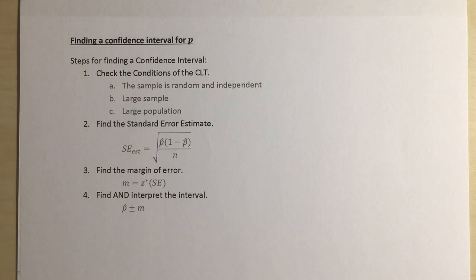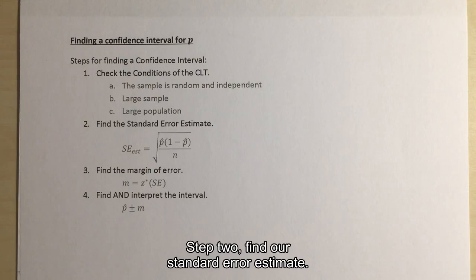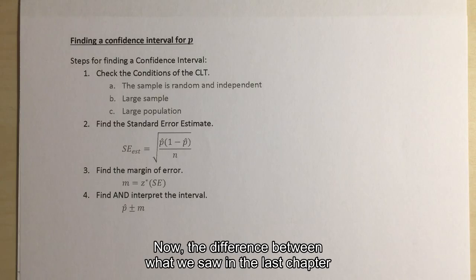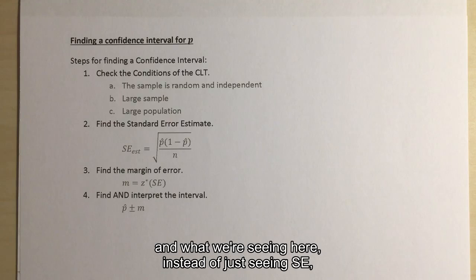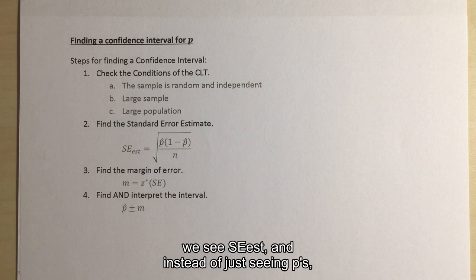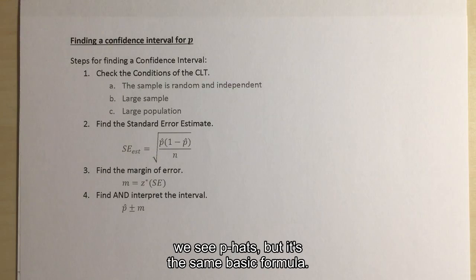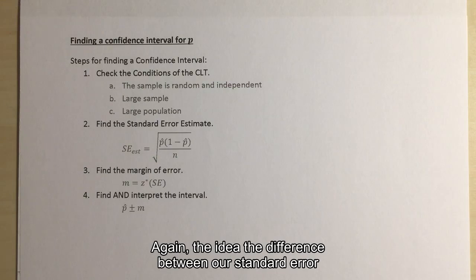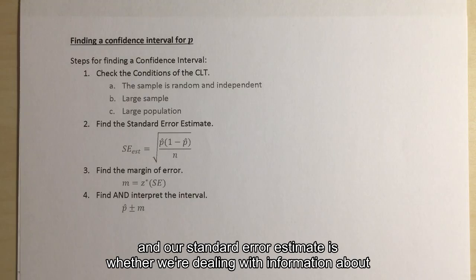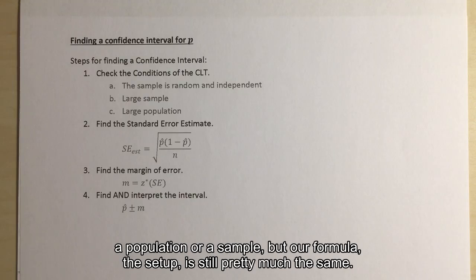All right, step 2, find our standard error estimate. Now the difference between what we saw in the last chapter and what we're seeing here: instead of just seeing SE, we see SE EST, and instead of just seeing P's, we see P hats, but it's the same basic formula. Again, the difference between our standard error and our standard error estimate is whether we're dealing with information about a population or a sample, but the setup of our formula is still pretty much the same.